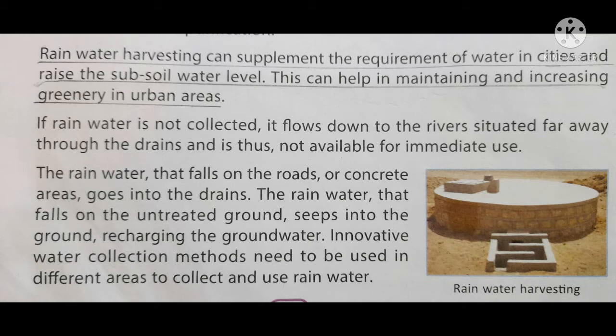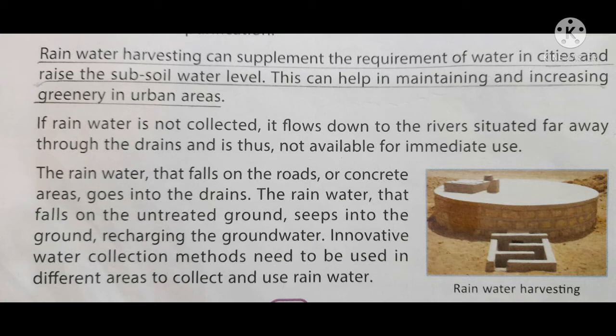If rainwater is not collected, it flows down to the rivers situated far away through the drains and is thus not available for immediate use. The rainwater that falls on road or concrete areas goes to the drains. The rainwater that falls on the untreated ground seeps into the ground, recharging the groundwater. Innovative water collection methods need to be used in different areas to collect and use rainwater.